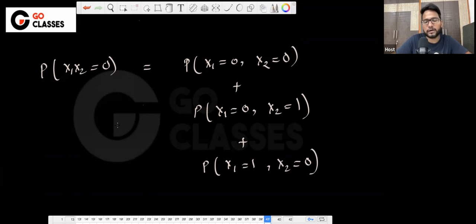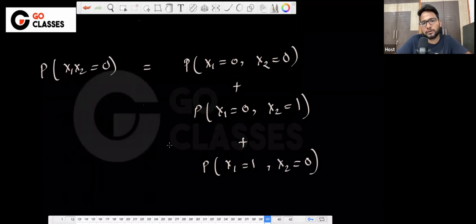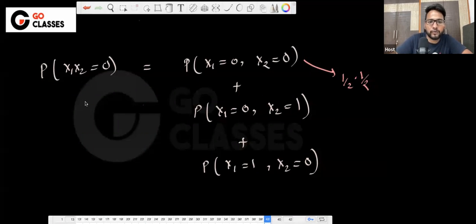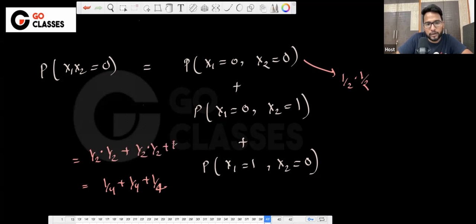Now, what is the probability that x1 equal to 0 and x2 equal to also 0? Since these are independent, this probability is 1 by 2 into 1 by 2, because x1 equal to 0 probability is given to us, which is 1 by 2. So this is 1 by 4 plus 1 by 4 plus 1 by 4. Why? Because this is actually 1 by 2 into 1 by 2, plus 1 by 2 into 1 by 2, plus 1 by 2 into 1 by 2. So that's why the final answer is 3 by 4. Okay, so that's how you can solve this question.